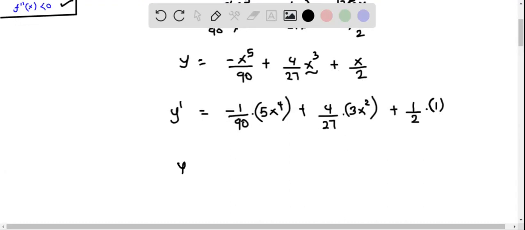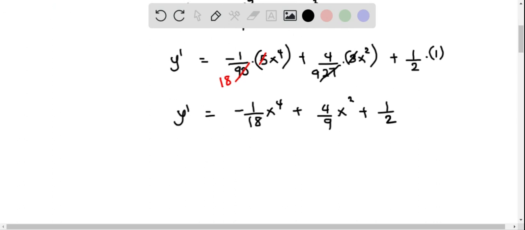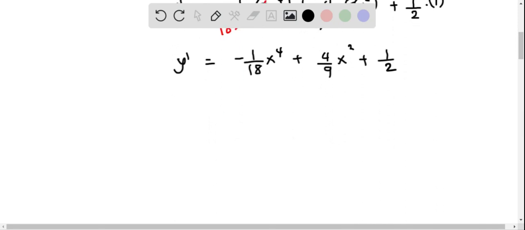We can simplify this further. So y prime, which is the derivative of y, equals, we can cancel this 90 with the 5 as it goes 18 times. So the first term is negative 1 by 18 x to the power 4. Then we can cancel this 27 with 3 as this goes 9 times. So the second term is 4 by 9 x squared plus the third term is half. So this is the first derivative of y.